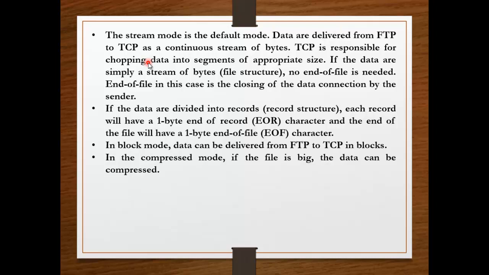Even if you use a record structure or a page structure, for one page or for one record, it will be continuously taken as a stream of bytes. So the stream mode is the default mode which will be used in all FTP applications. TCP is responsible, and what TCP will do is chop the data into segments of appropriate size, grouping bytes into segments. This we already discussed. If the data is simply a stream of bytes, no end of file is required. Okay, continuously the file will come. Once the file is over, the data connection will get closed.